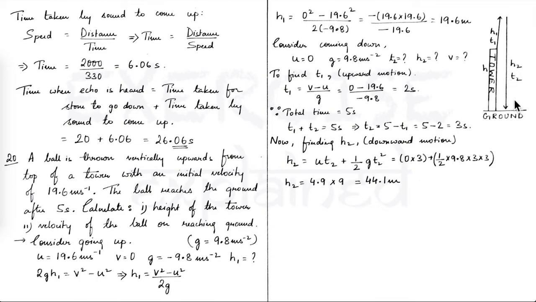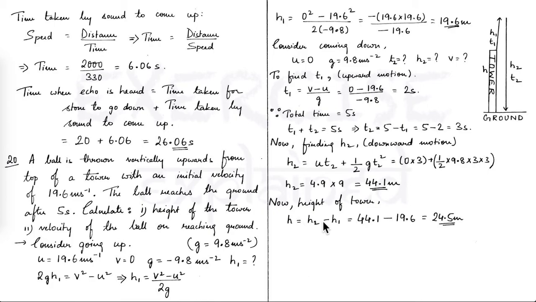So this is the total height here. We need to find the height of the tower. Now the height of the tower will be h2 minus h1. So h2 minus h1 will give us this height, that is h. So here h is equal to h2 minus h1, that is 44.1 minus h1, which is 19.6, as we got it here. So 44.1 minus 19.6 gives us 24.5 meters. So the height of the tower is 24.5 meters.